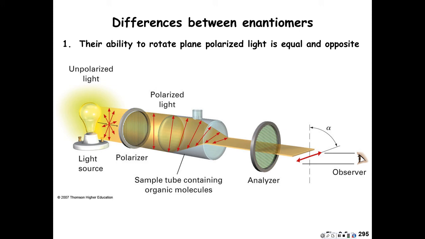So enantiomers have the tendency to rotate plane polarized light in opposite directions. It shouldn't be surprising, because they are mirror images of each other. So one rotates light to the right, the other rotates it to the left. Do you think the magnitude is different? In other words, how much? No. Equal, but opposite. The other thing that they do is they interact with other chiral objects differently.